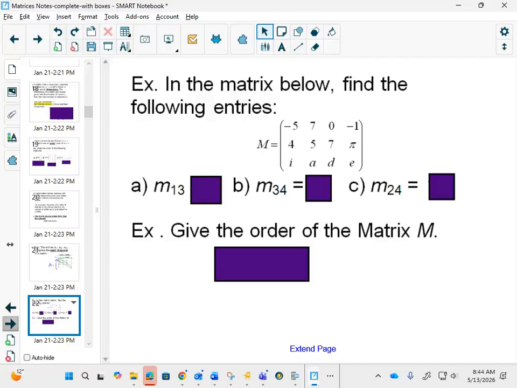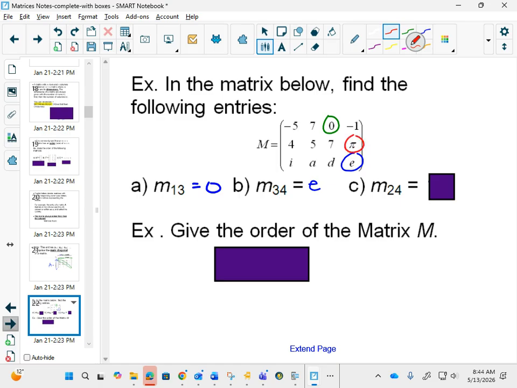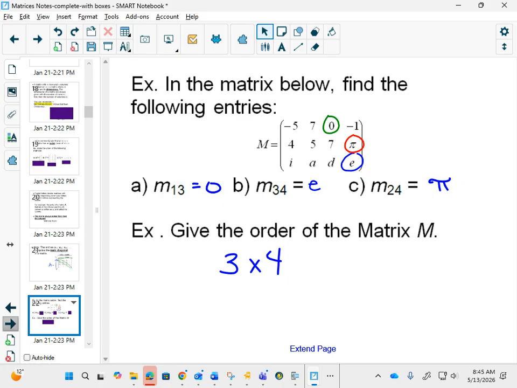How'd you do? M13? 0. M34, here I'll circle it, right? Row 1, column 3. M34, row 3, column 4. Ooh, we got the number e. And finally, M24, that should be pi. What's the size of this one? Matrices rock, rows first, 3 by 4.